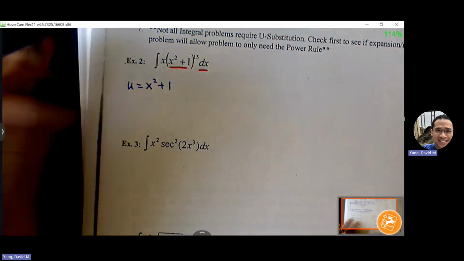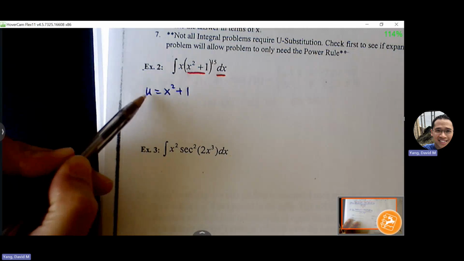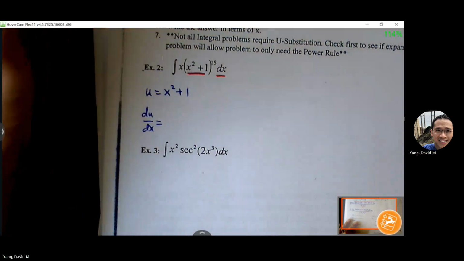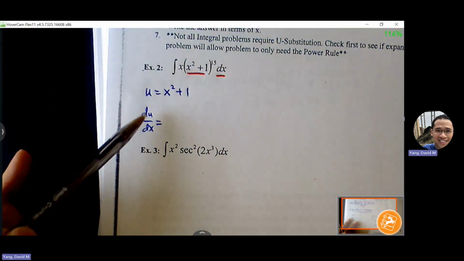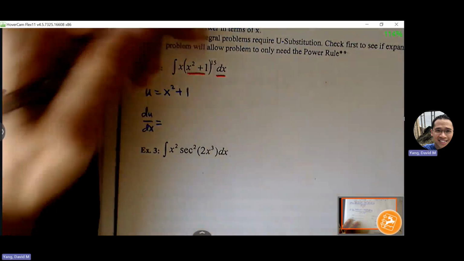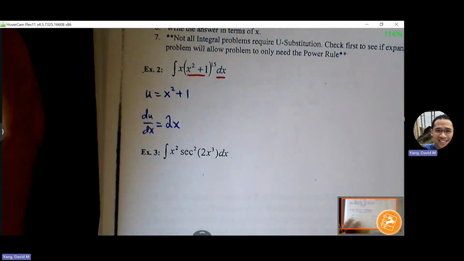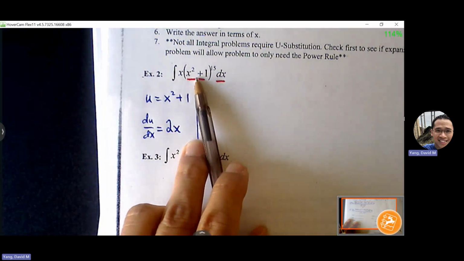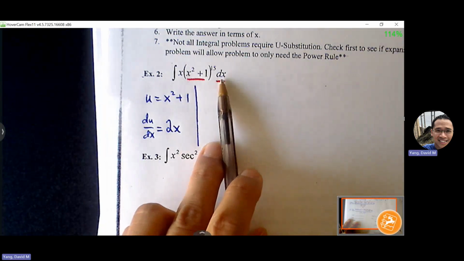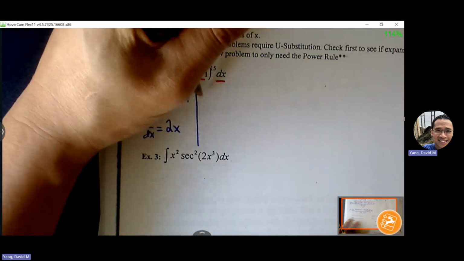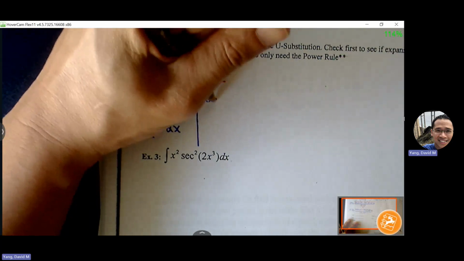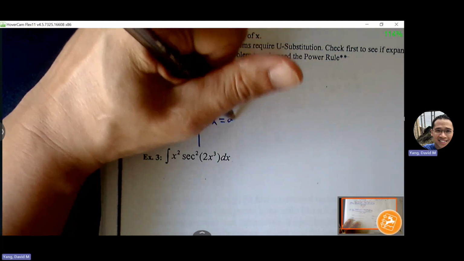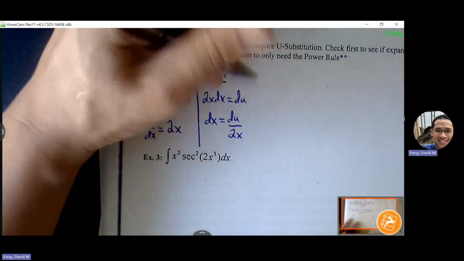So the next step is we want to find a derivative. We want to find the derivative of U with respect to X. So we're going to say du over dx is equal to. Okay. So we're just going to find the derivative as we see it. X squared becomes 2x, 1 becomes 0. Okay, I'm going to cross multiply here, but my goal is I already have a replacement for X squared plus 1. I want to find a replacement for dx. So I can cross multiply here and say 2x dx equals du. Dx equals du over 2x.